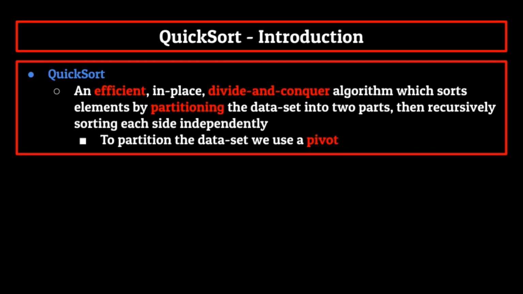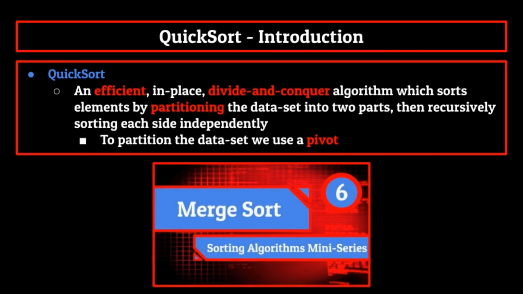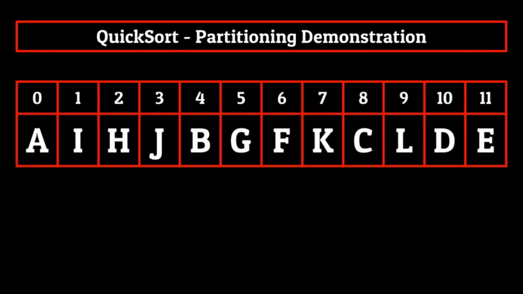If you are unfamiliar with recursive divide and conquer algorithms, then I highly recommend you check out our video on MergeSort, since that gives a pretty good introduction to some of the concepts that we'll be covering today. To give you a robust example of how this partitioning concept is carried out, let's pull up a shuffled array containing the first 12 letters of the alphabet.